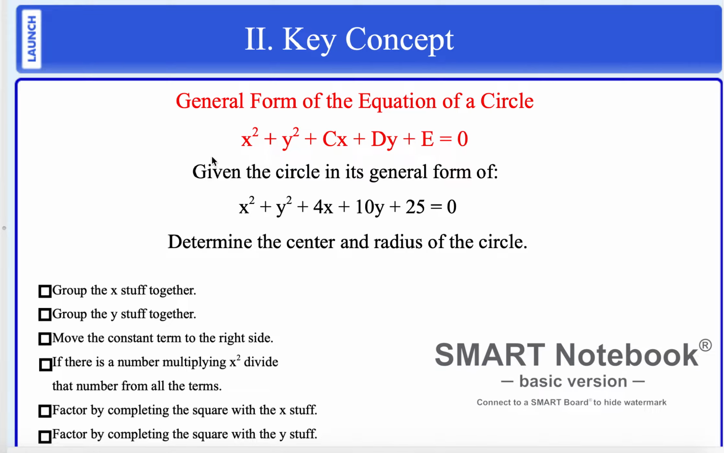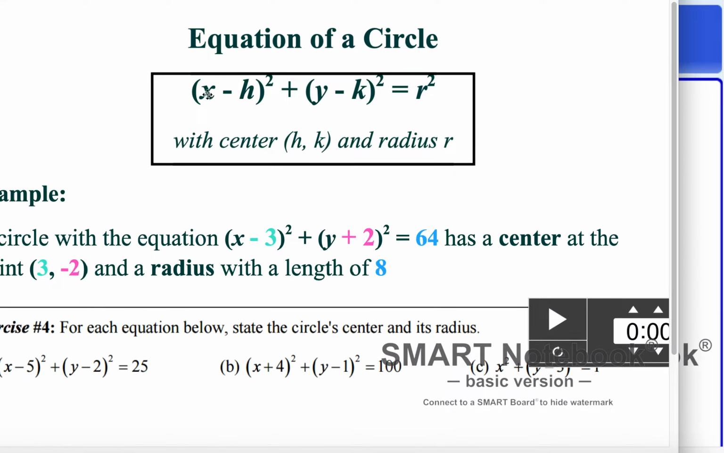We're looking at some more circle stuff and specifically equations of a circle. So the other day we took a look at that equation of a circle where we had the x minus h squared plus the y minus k squared equals r squared, with center h, k and the radius r.